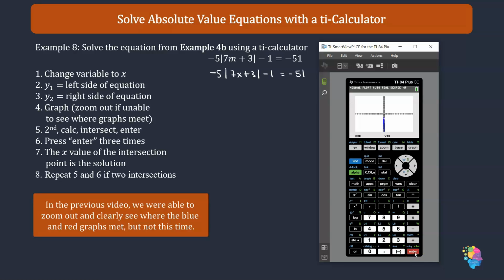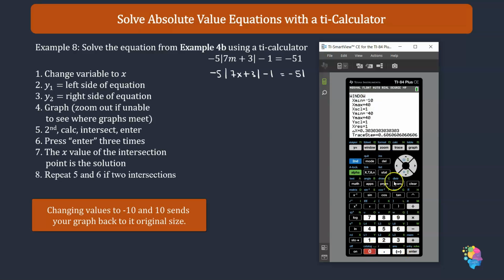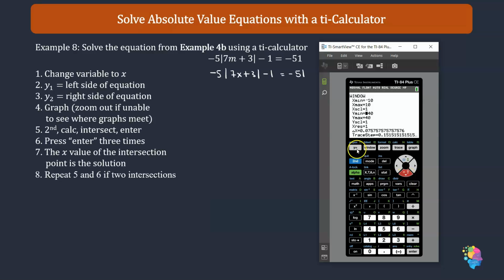What else can I do instead of just zooming out? Change the window of my graph. So let's go to window. Let's see. I'm going to change this to negative 10 on the left side for the x's, positive 10 on the right side for the x's. Let me go to the y's. This y2 needs to be negative 51. So I need the y's, the negatives, to be lower than negative 51. So I'm going to make it negative 60.